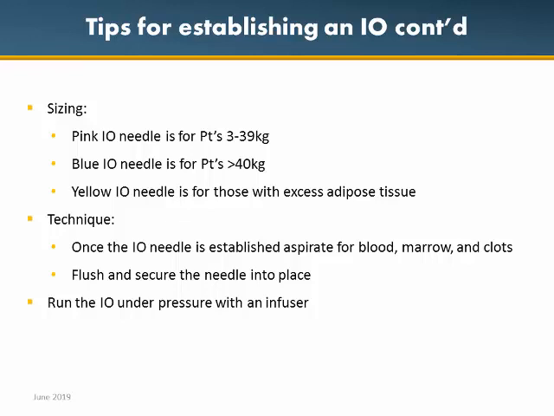Aspirate back for blood, marrow, and clots. If present, we're in the right spot. Flush the line, the needle, and secure it into place. If available, and this is all service dependent, use the IO stabilizer. Run the fluid with the aid of a pressure infuser, and this usually flows well at about 300 millimeters of mercury torr.